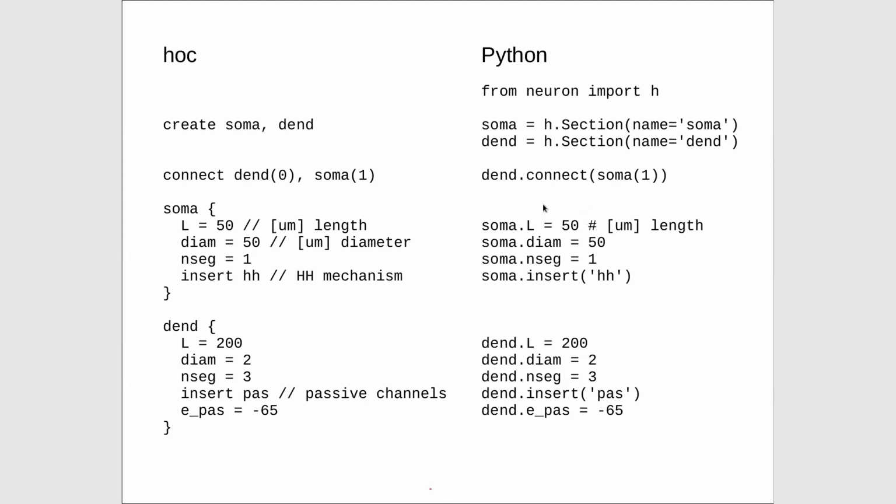It would have a soma, which has a length of 50 microns and a diameter of 50 microns. Think of that as a cylindrical cable. The surface area of that is exactly the same as the surface area of a sphere with a diameter of 50 microns. And the soma has the Hodgkin-Huxley mechanism. Since the soma is electrically compact, we only need one compartment to represent electrical signaling in that soma.